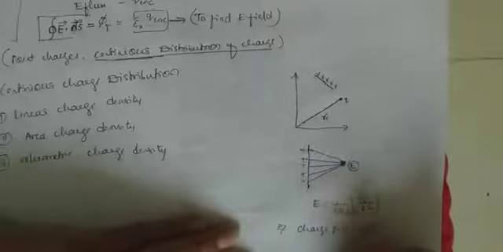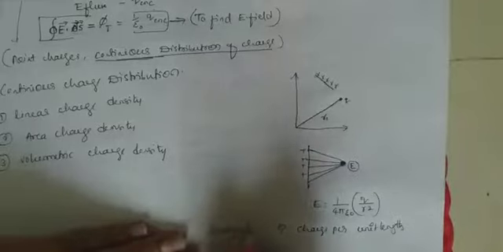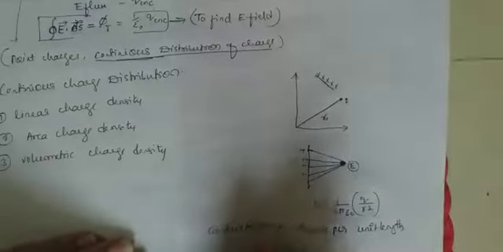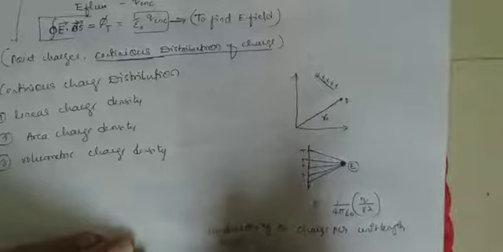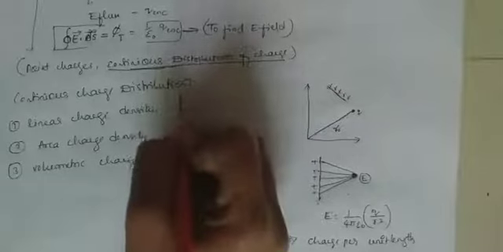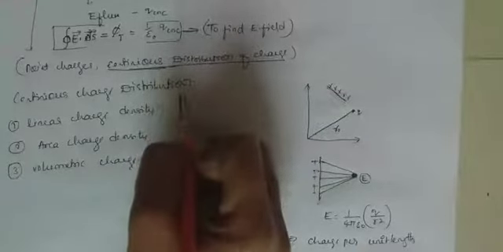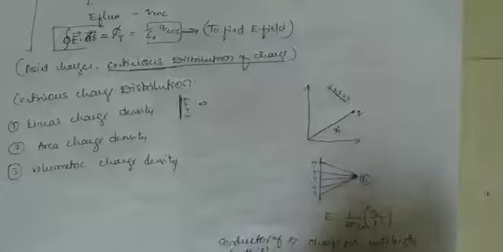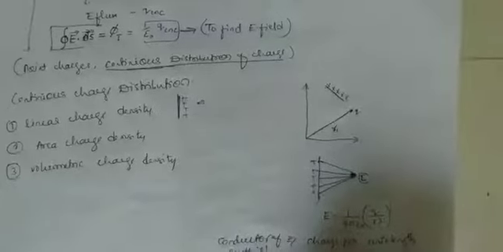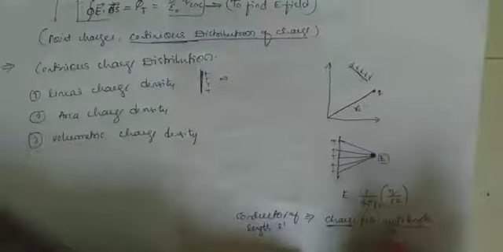unit length, charge per unit length for the conductor, for some conductor of length L. If you are having one conductor which is having some length L, and the charge is distributed like this, then we have to take the charge as charge per unit length. We have to use the term charge per unit length. Unit means 1.